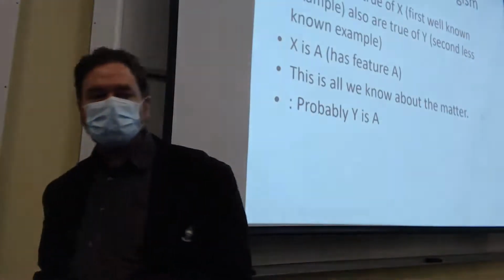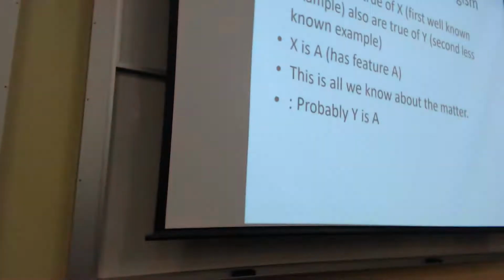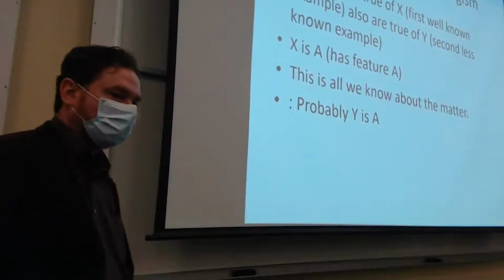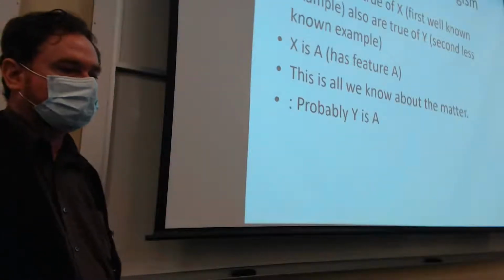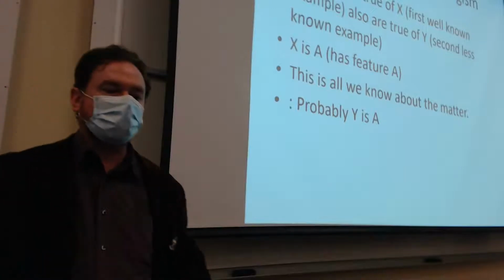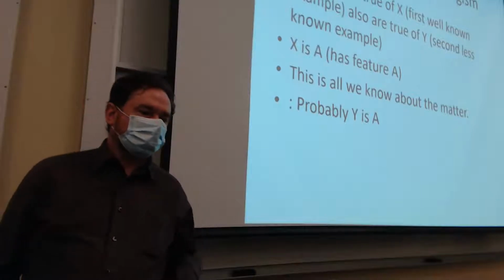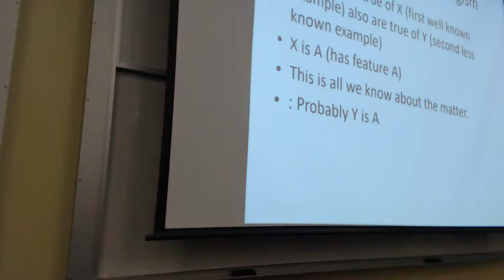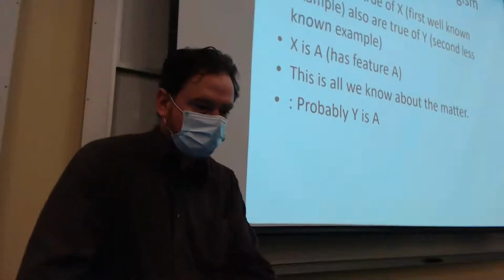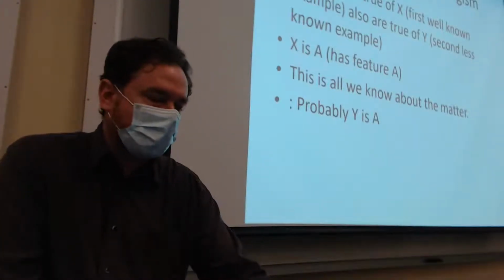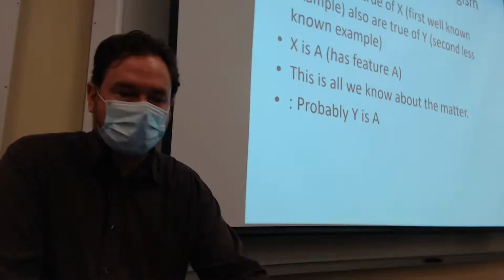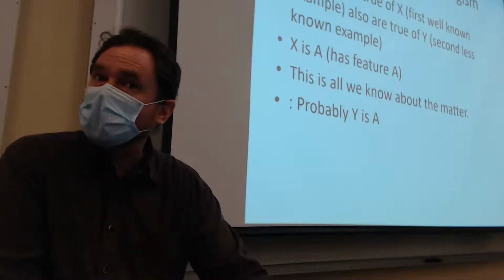So the analogical syllogism is this. Most things that are true of X, the first well-known example, are also true of Y, the second less known example. The first one, X, has feature A. That's all we know about the matter. Therefore, probably the second example, Y, will also have feature A. So most things that are true of the first casino also seem to be true of the second casino. The first casino had the feature an all-you-can-eat buffet. That's all we know. Therefore, the second casino probably has an all-you-can-eat buffet.